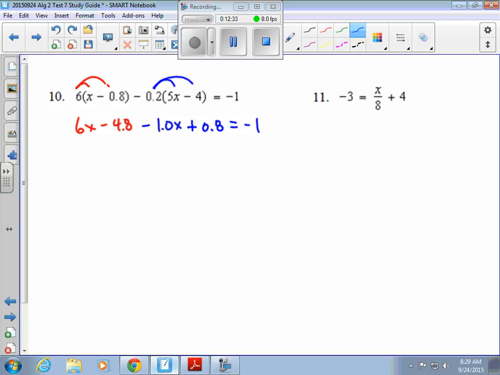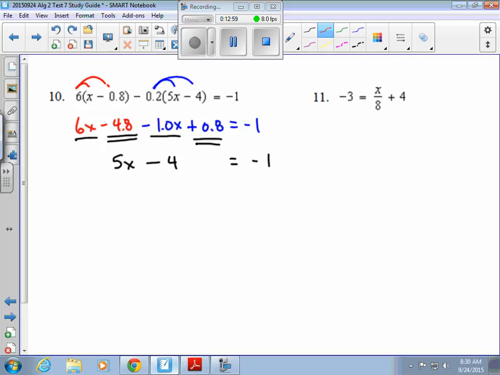Again, before we try to move anything across with that equal sign, we have to combine our like terms. 6x and negative 1x is going to be 5x. Negative 4.8 and positive 0.8 is going to be negative 4.0, or simply negative 4, is equal to negative 1. Now we have our equation simplified to the point where we can start moving stuff across.